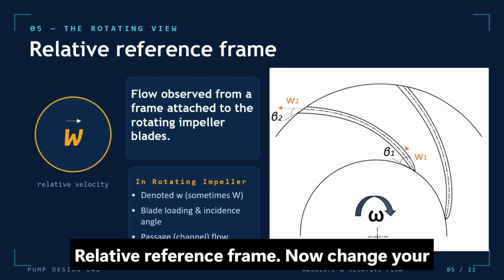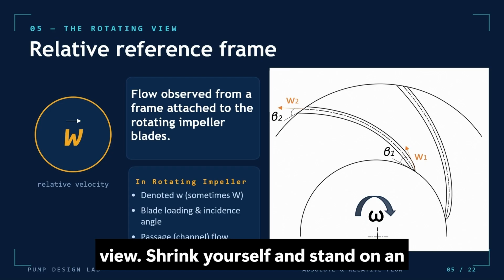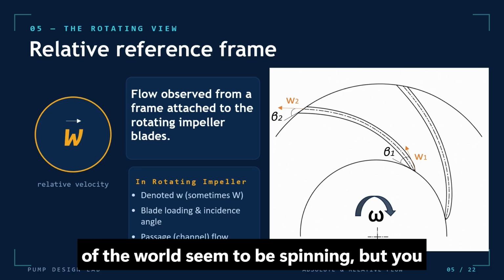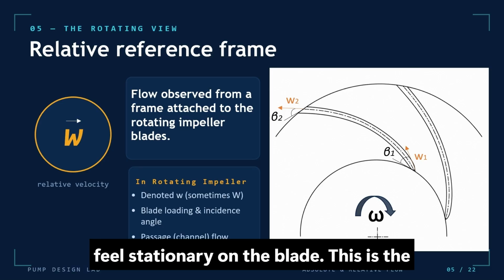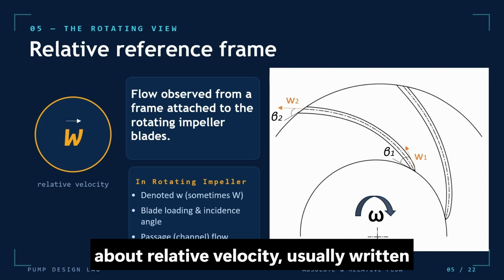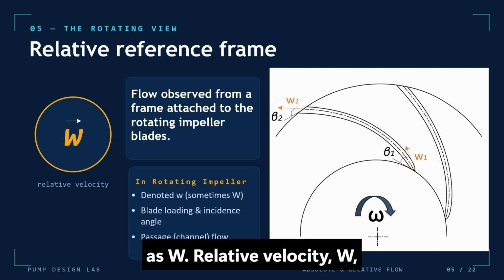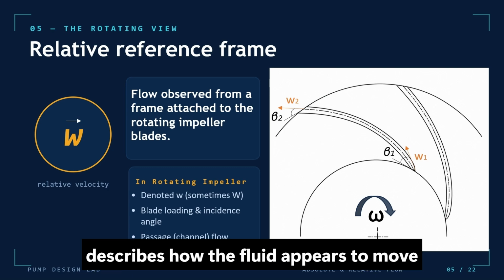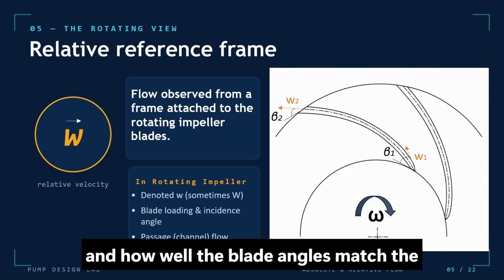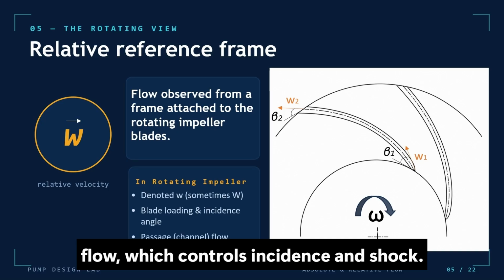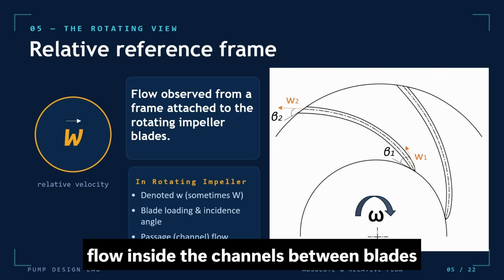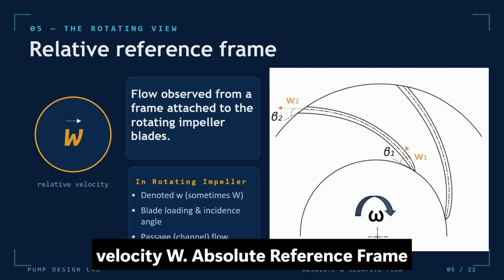Relative reference frame. Now change your view. Shrink yourself and stand on an impeller blade, rotating with it. From this viewpoint, the casing and the rest of the world seem to be spinning, but you feel stationary on the blade. This is the relative reference frame. Here we talk about relative velocity, usually written as W. Relative velocity, W, describes how the fluid appears to move relative to the blade surface, how the flow enters and leaves the blade passage, and how well the blade angles match the flow, which controls incidence and shock. Blade loading, incidence angle, and the flow inside the channels between blades are all described using this relative velocity W.